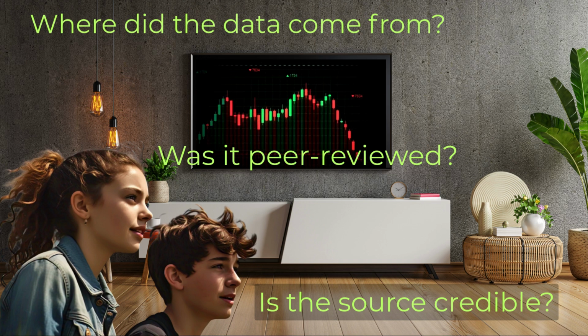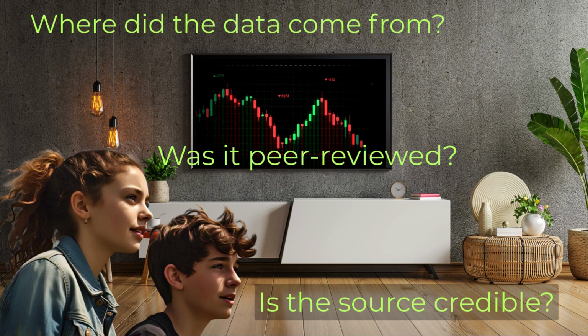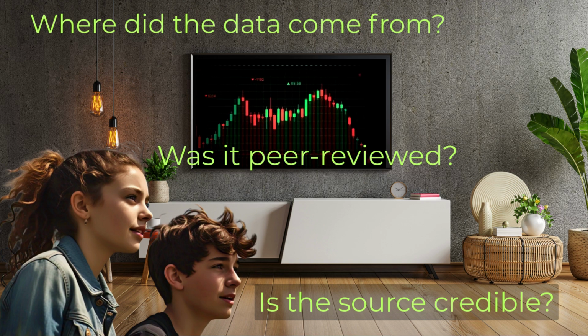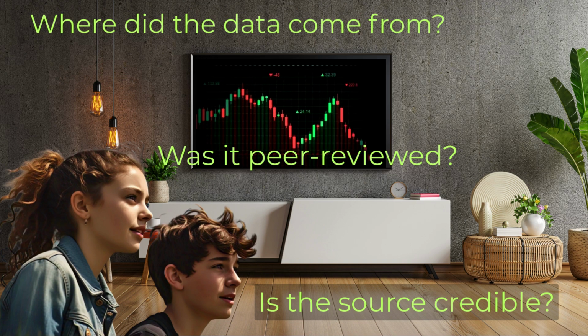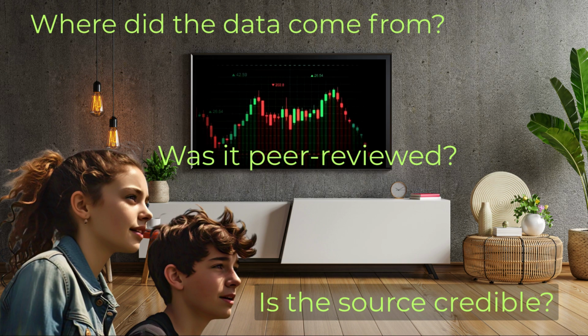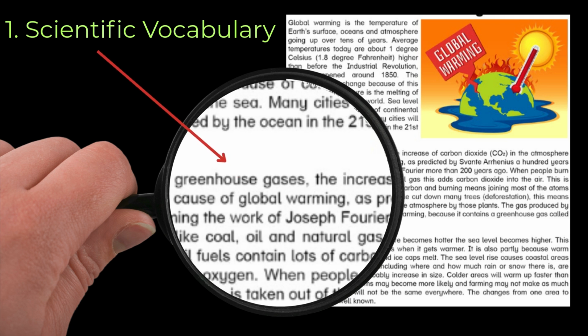When you read a publication, whether it's online or in print, pay close attention to how science is being presented. Let's look at this in detail. 1. Scientific vocabulary. Does the publication use science terms correctly, or are they just trying to sound smart? Words like energy, chemical, or toxin can be misused to make something seem more scientific than it is.